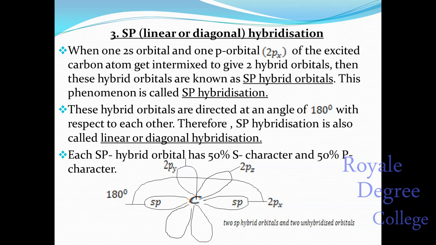These hybrid orbitals are directed at an angle of 180 degrees with respect to each other. Here you can see in the figure. Therefore, sp hybridization is also called linear or diagonal hybridization. Each sp hybrid orbital has 50% s character and 50% p character.